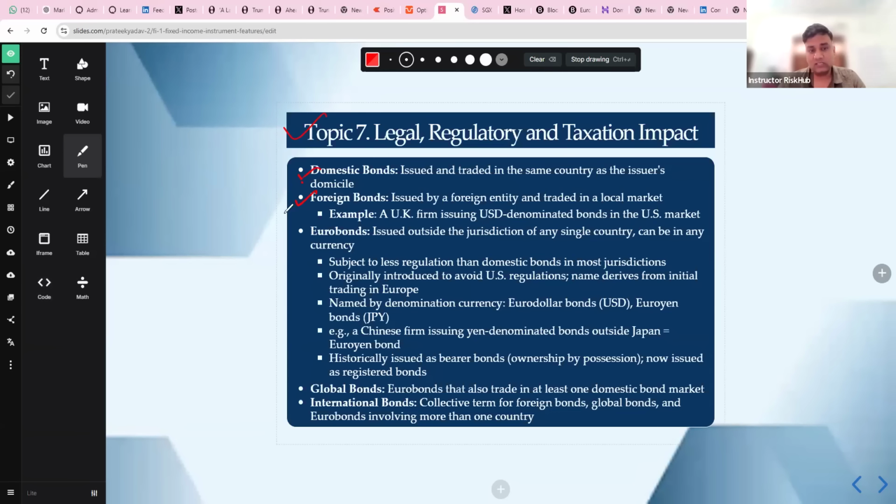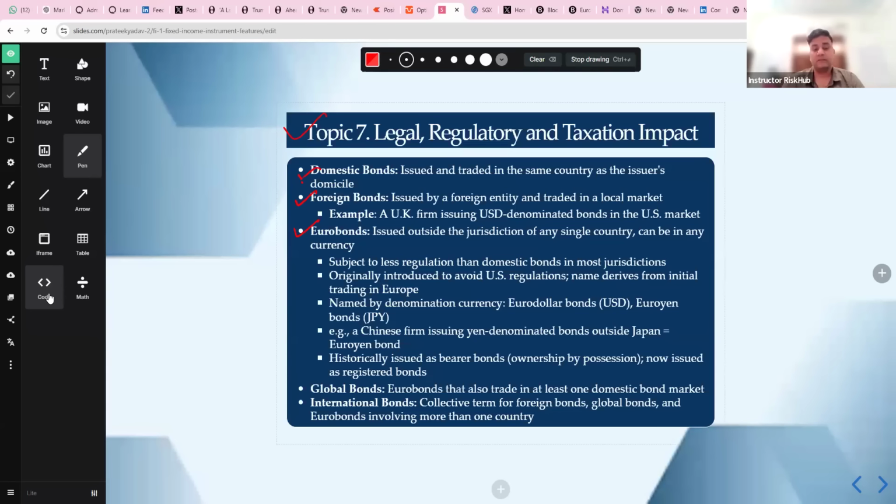Eurobond is most confusing. Why is it most confusing? Because it is issued outside any single country's jurisdiction, not about your euro currency. For example, a USD bond issued outside the US is also your Eurodollar bond. A yen bond issued outside Japan is your Euroyen bond, right?